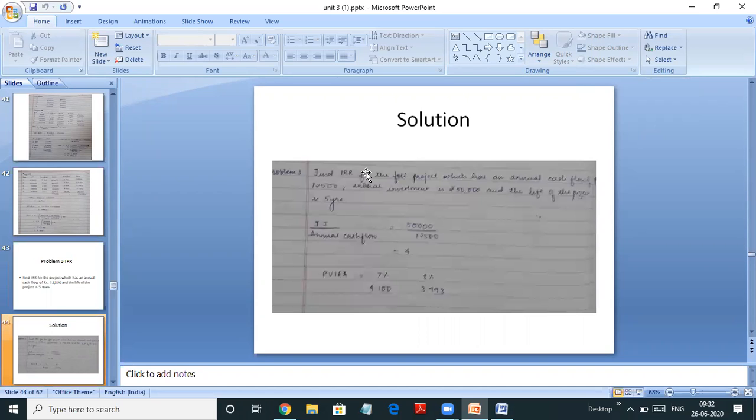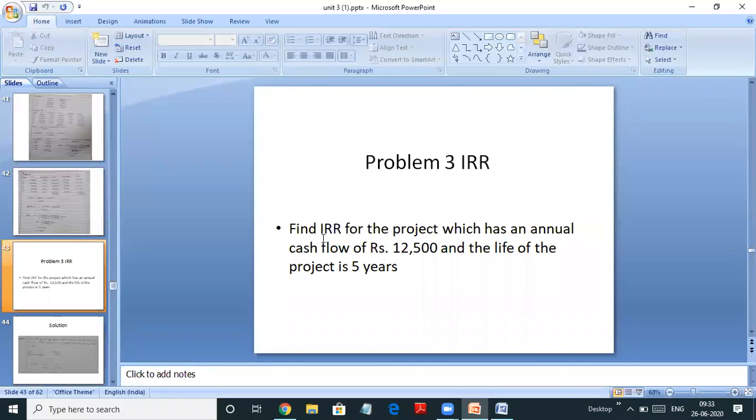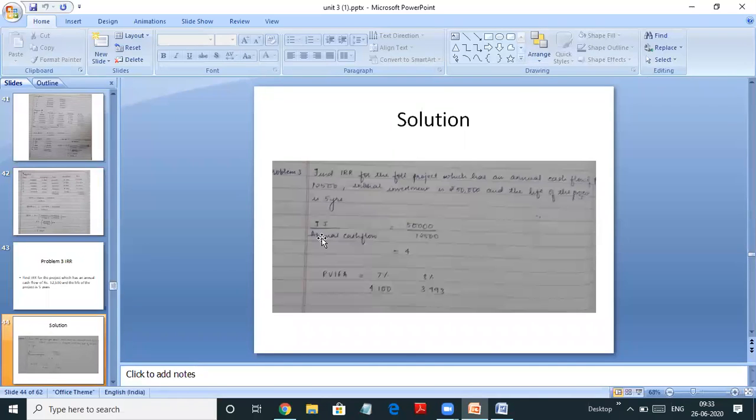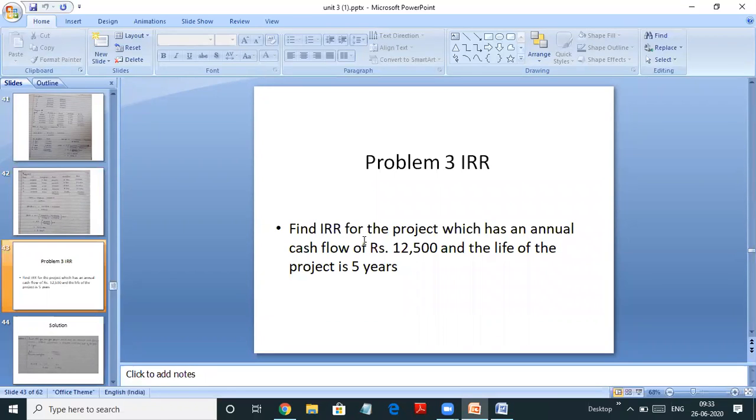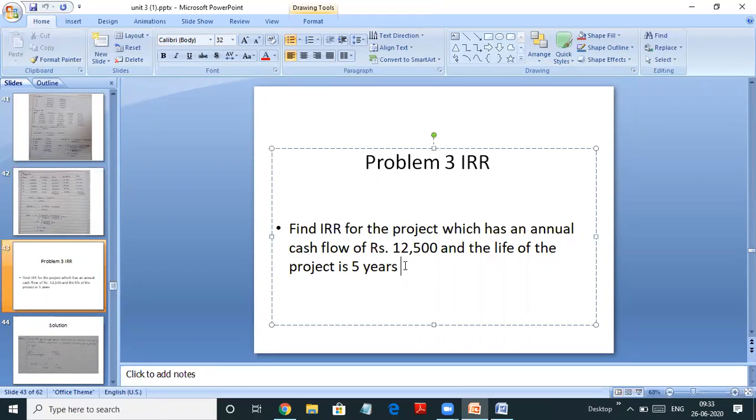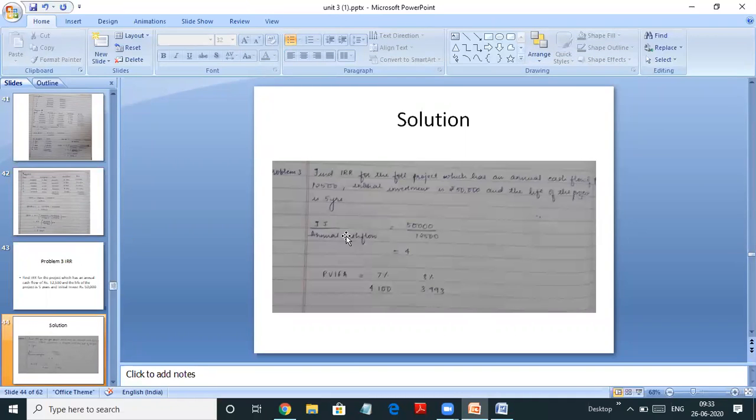So how do we solve such kind of problems? First step is to find the IRR factor. We have to do initial investment divided by annual cash flow. The initial investment is given, okay, I think I missed it here, so I'll write it. The initial investment is rupees 50,000.